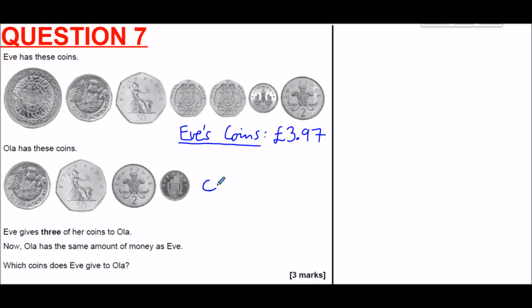And Ola's coins, we can work out a total of these. £1 plus 50 pence plus 2 pence plus 1 pence. You can use a calculator if you want to. In fact, I'd probably suggest you do just to make sure. But check it again in your head. Just do it yourself, and you should see that it comes to £1.53.